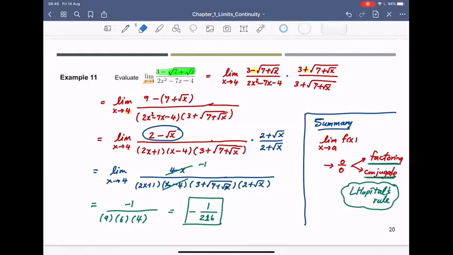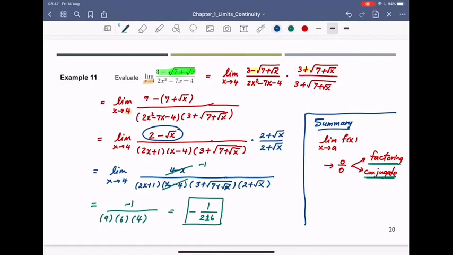So if you know L'Hopital rule already, good, save it for later. We're going to learn it in chapter 5, but for now, you cannot use the L'Hopital rule. Well, I mean, you can use it in real life, but here we want to check if you know how to use the factoring technique and conjugate technique, not the L'Hopital rule.